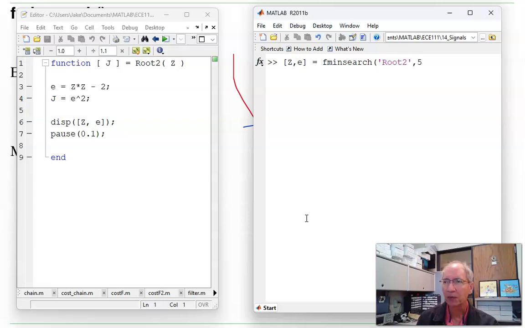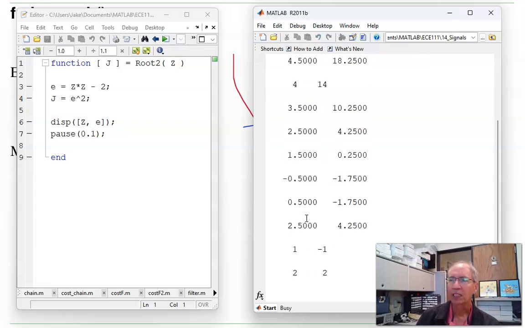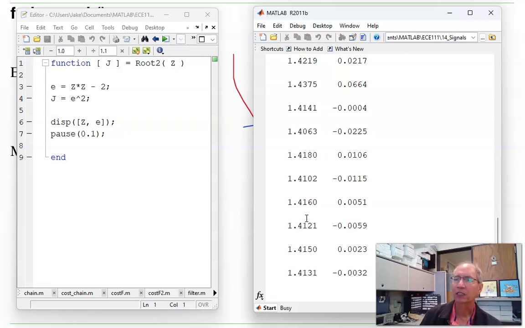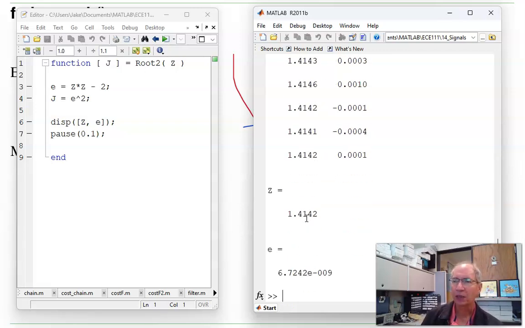Here's my initial guess, 5. And it then iterates, tries to find what value of Z minimizes j. It says the best I can do is 1.4142, and there's the sum squared error. Basically 0, so that's the square root of 2. And note that the answer I get depends upon my initial guess.